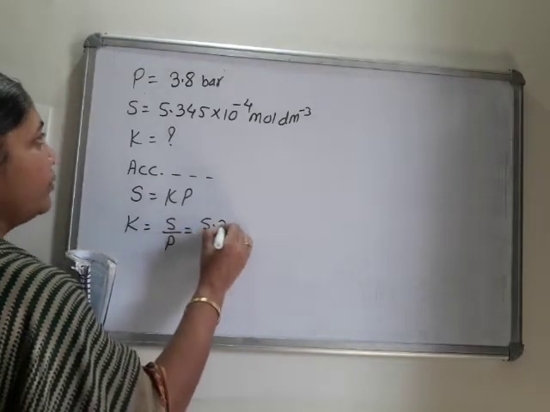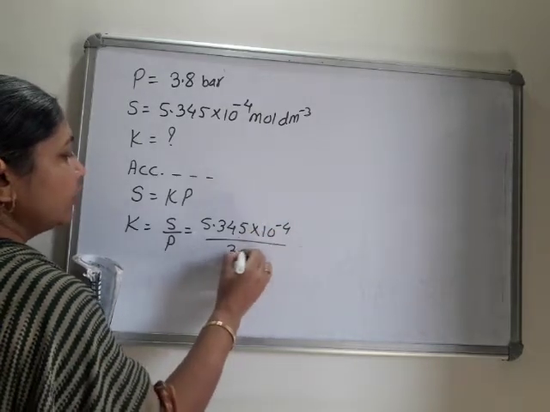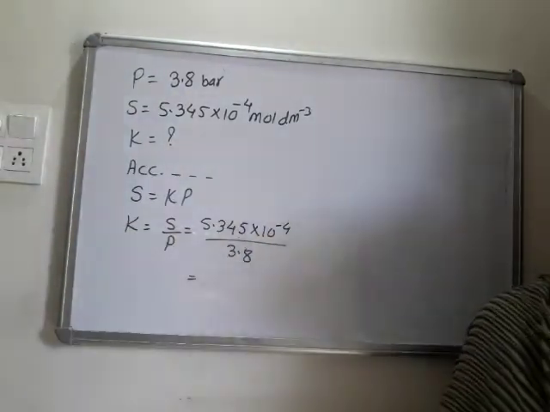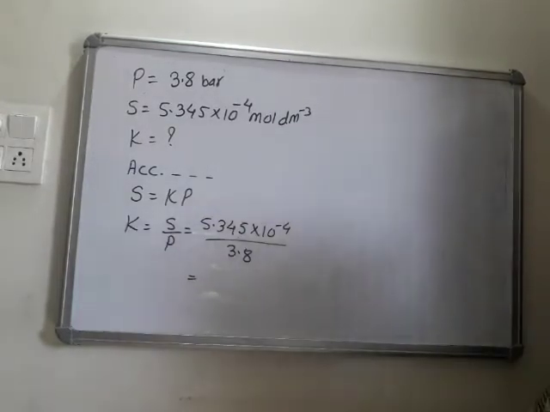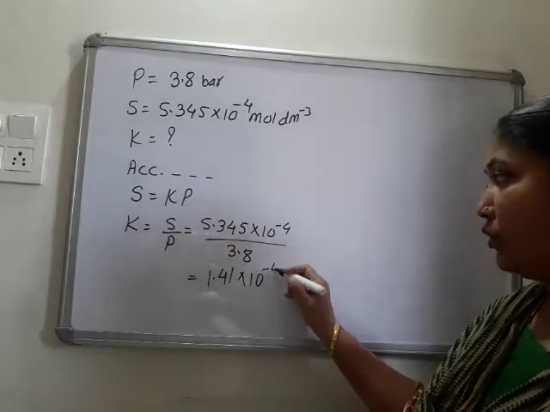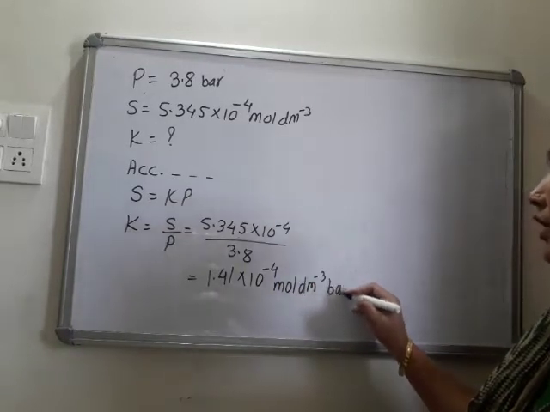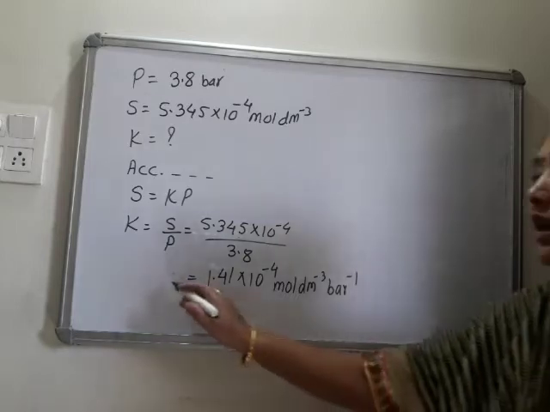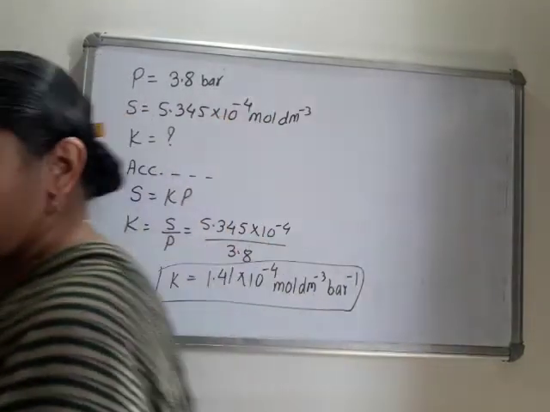What is S? 5.345 into 10 raised to minus 4 upon 3.8. I don't have a log table, so you take log and then solve. After taking log and solving this, your answer will be 1.41 into 10 raised to minus 4. K, so its unit is mole per dm cube per bar. Mole per dm cube, and it has unit bar. So mole per dm cube per bar. This is Henry's law constant.